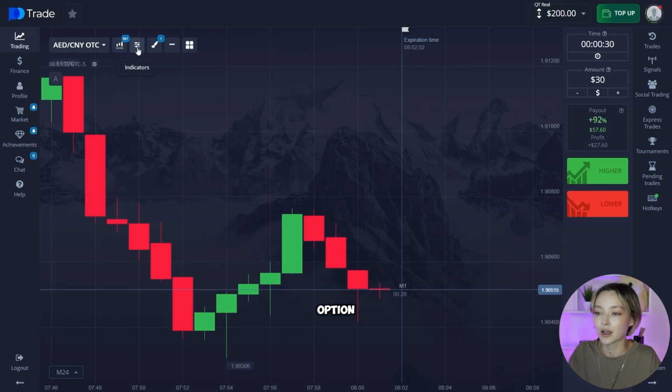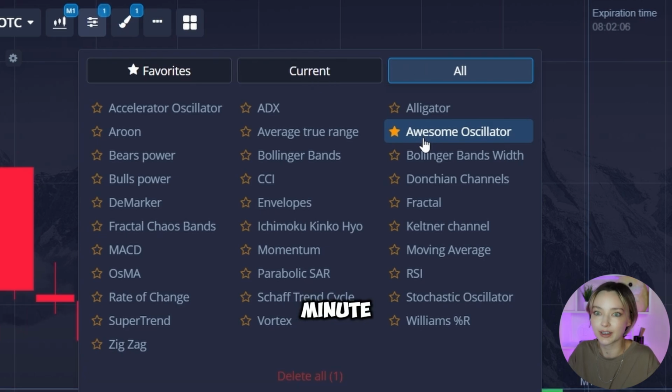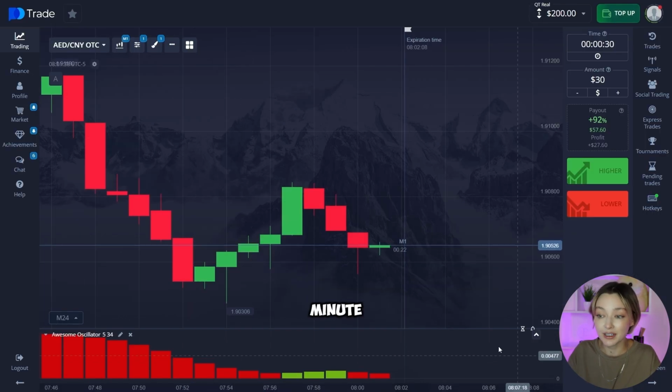Next, we also have such an option as a time frame. Today we're going to be trading with 1 minute deals, so the time frame should be set for 1 minute as well. Now each candle represents 1 minute of the market, basically.